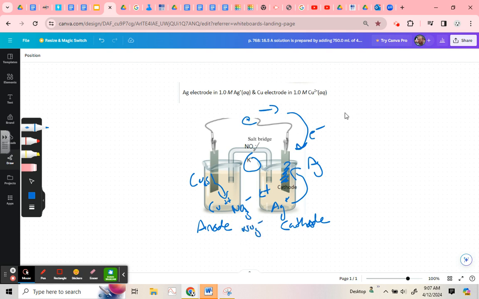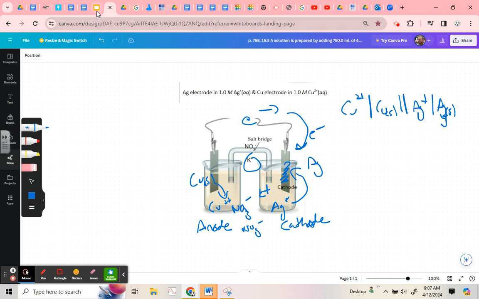And to write the line notation, you're going from left to right. So Cu solid, phase change, Cu2 plus, half cell difference, and we're going from Ag plus, phase change, to Ag solid. That's an Ag there. That's for silver. Okay, and that's how you do line notations.